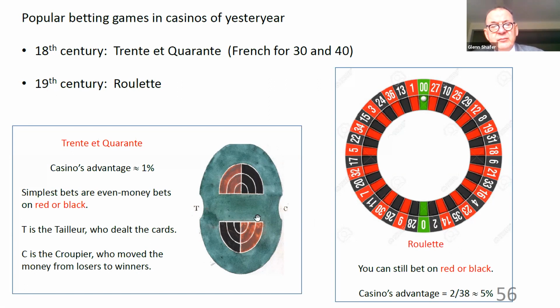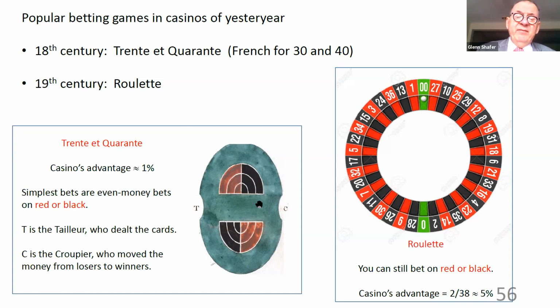Now that game, before that game became popular, and still even after it became popular, there was another game that was very popular that is more advantageous to the bettor because the house only has about a 1% advantage. And this was a game that was evolved to have a way of betting on red or black. The simplest bets in this game and the main bets in this game are also either red or black. This is a tablecloth that was used for the game.